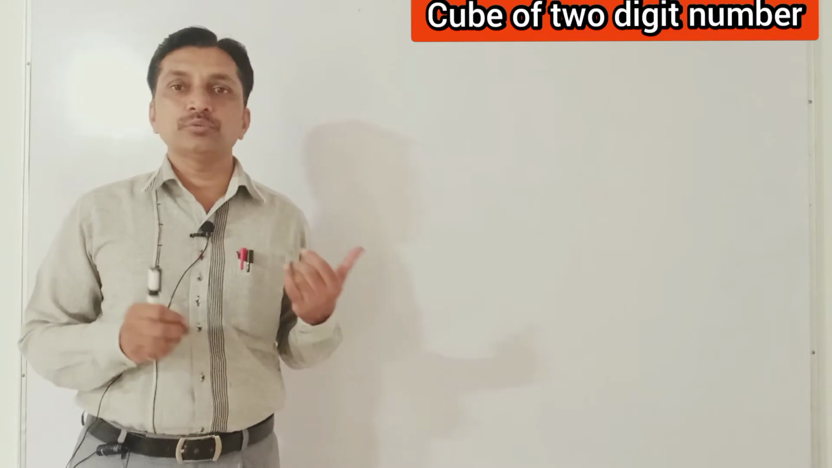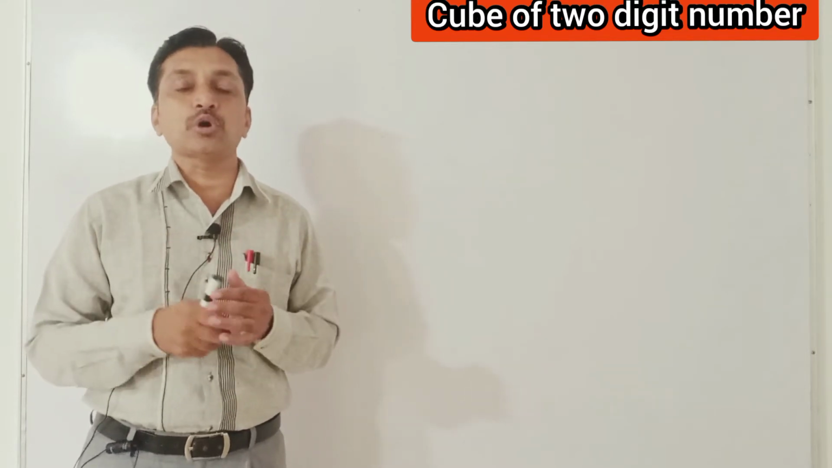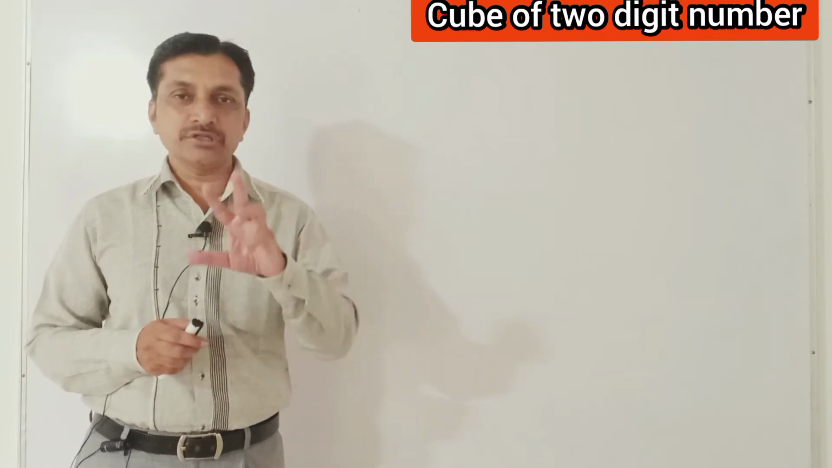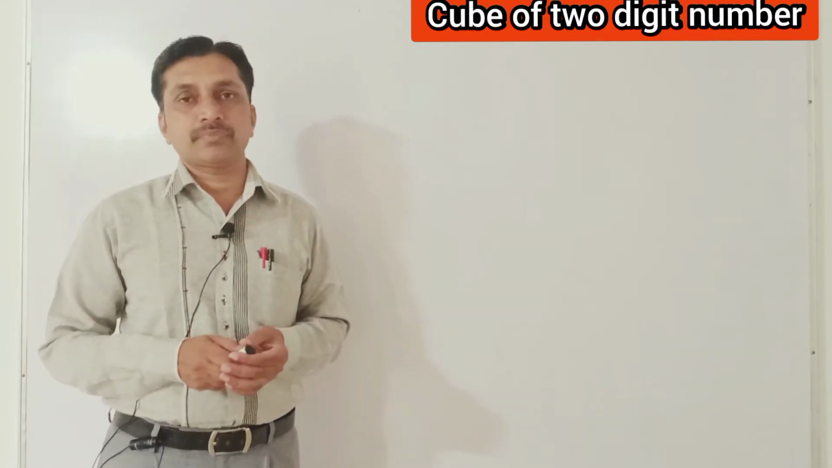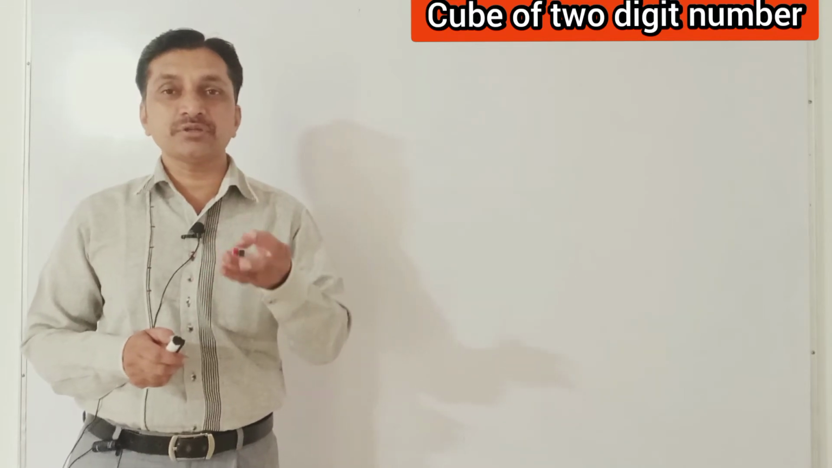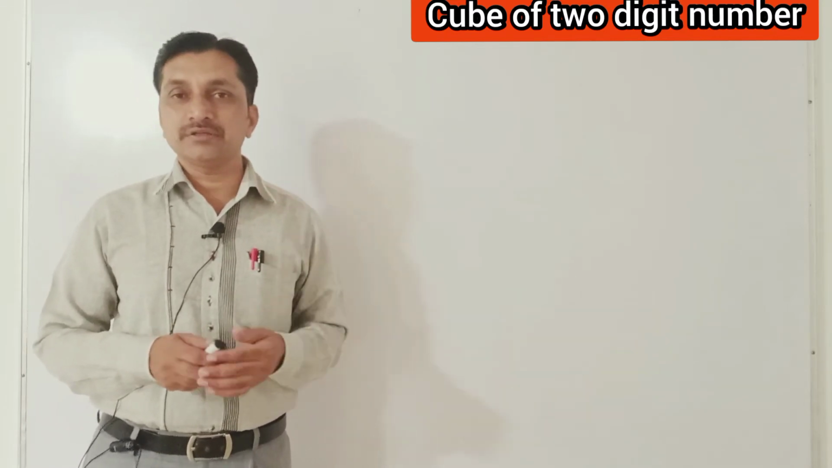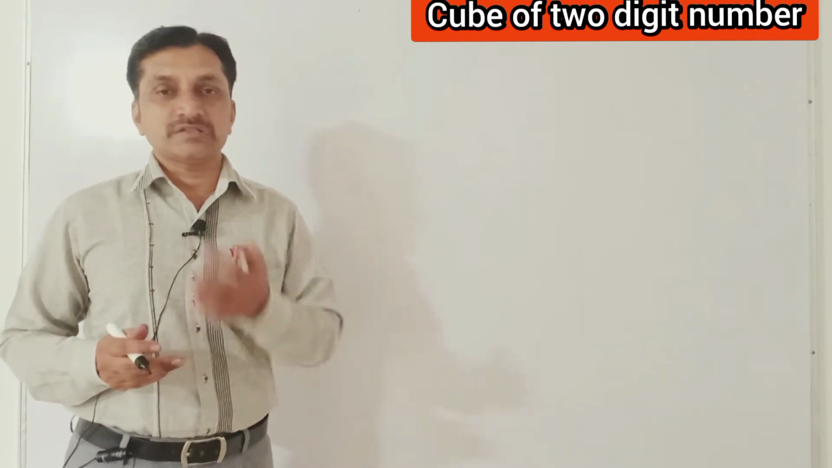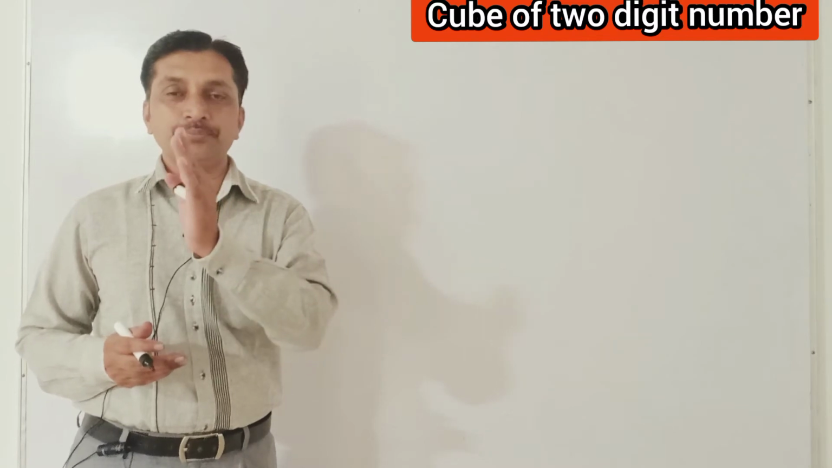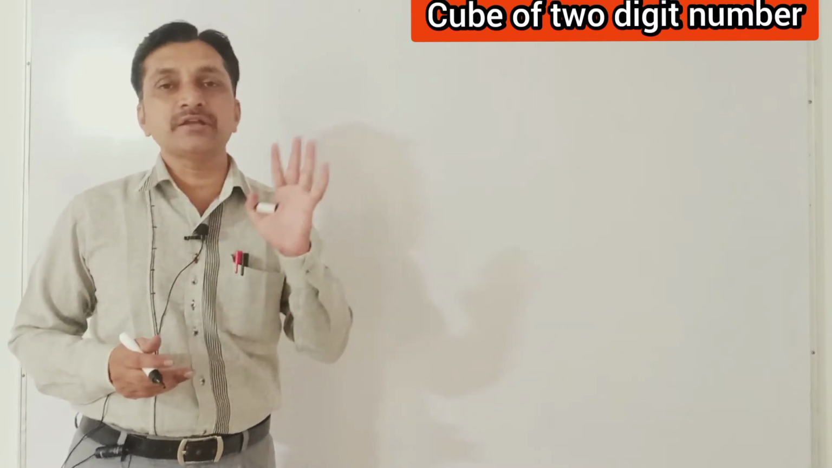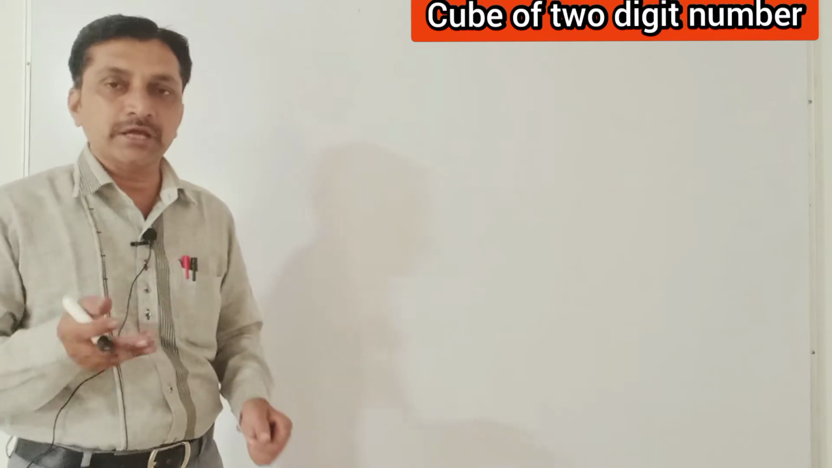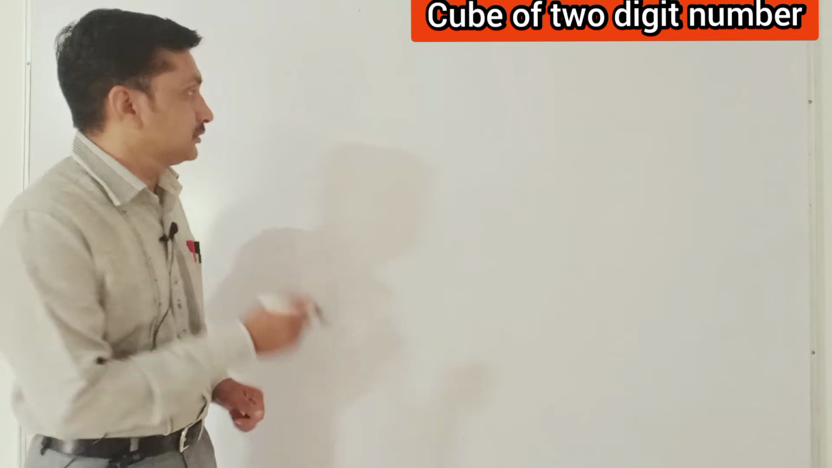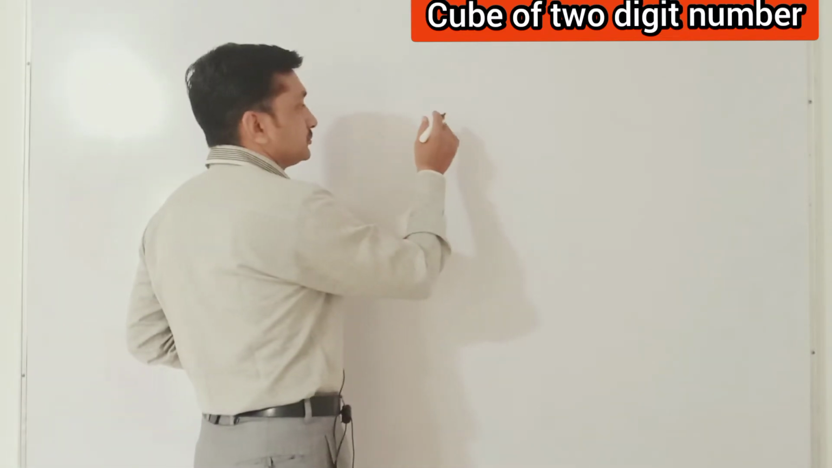Today in this video, let's see how to find the cube of a two-digit number where both digits are the same, like 11, 22, 33, 44, 55. But before that, I will once again explain how to find the cube of a two-digit number starting with 1 and ending with 1. One example I will explain, and then I continue with same digits and then different digits.